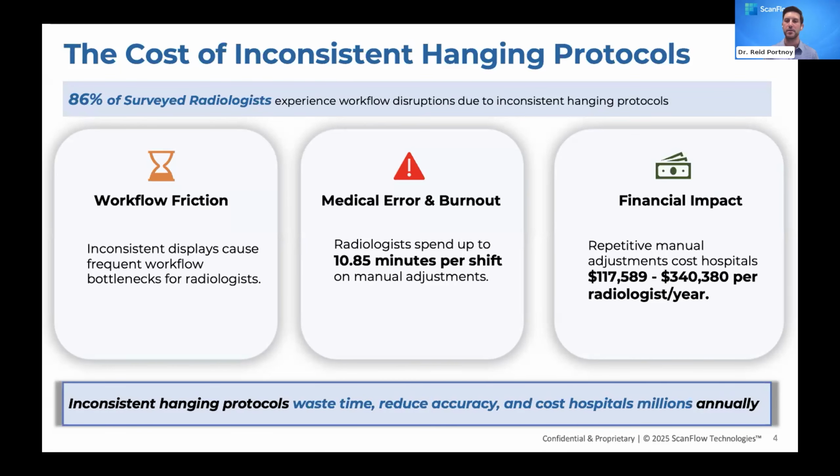And the financial impact is immense. Repetitive manual adjustments can cost hospitals up to $117,000 to $340,000 per radiologist per year based on medical reimbursement rates and how fast the radiologist is reading. So it's very obvious that inconsistent hanging protocols waste time, reduce accuracy, and cost hospitals millions annually.